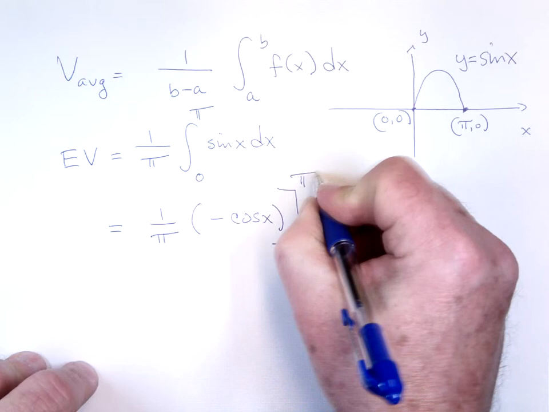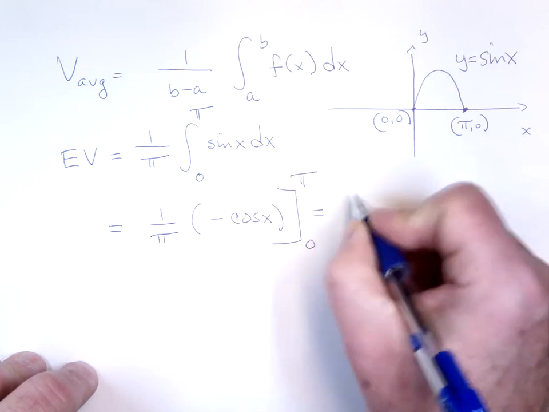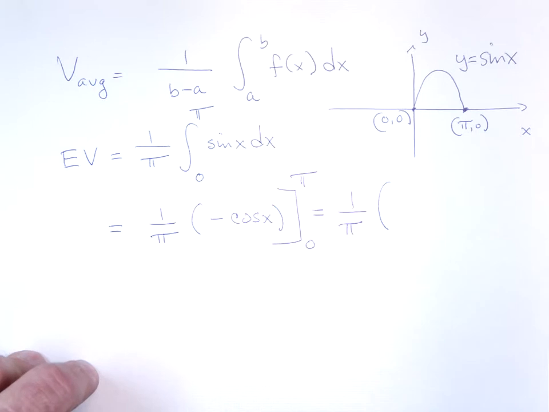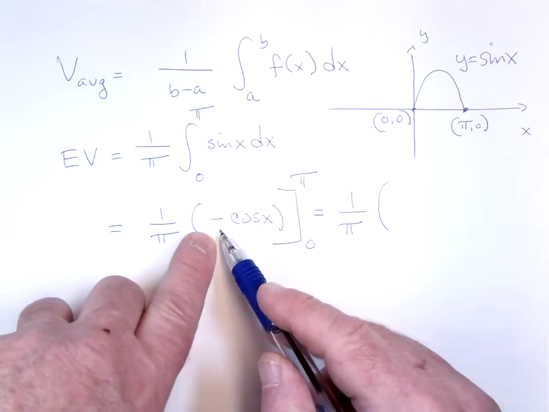Okay. Substitute in pi. What's the cosine of pi radians? Cosine of pi. Negative 1. Thank you. It's negative 1, but we have to take the opposite of it, so we do get a 1 there.